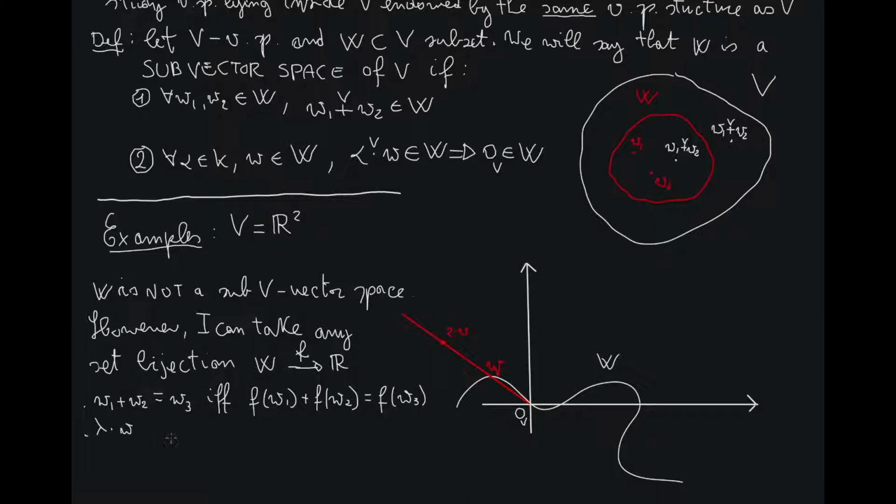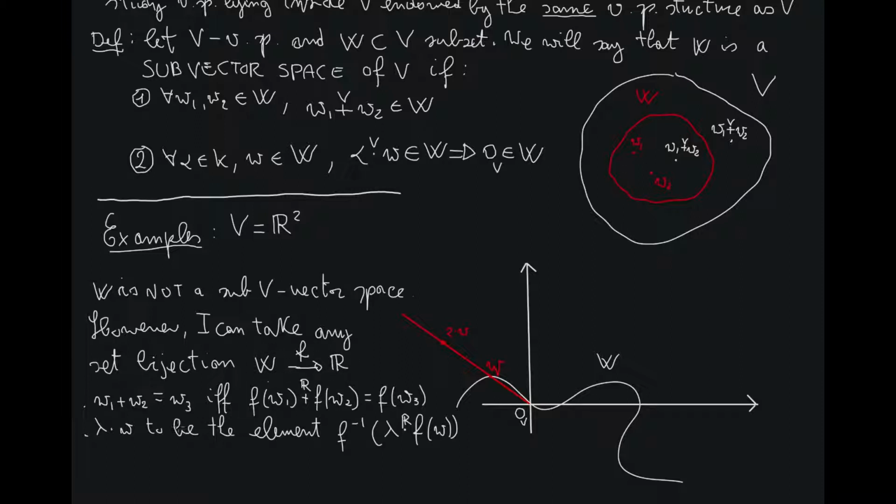lambda times W to be the element f minus 1 of lambda times f of W. Okay, so this is a product in R. I'm using the R vector space structure here, and here I'm using also the R vector space structure and taking this sum. Therefore, I can use this bijection to move the vector space structure on R over to W.